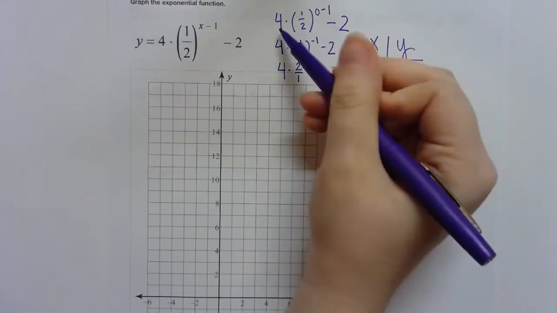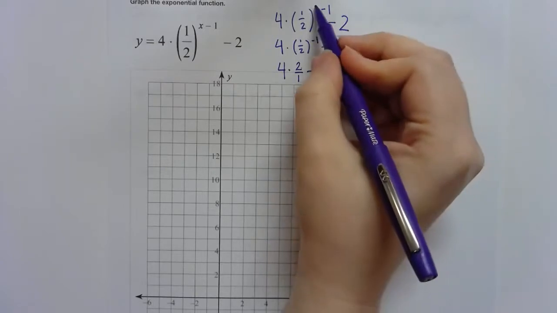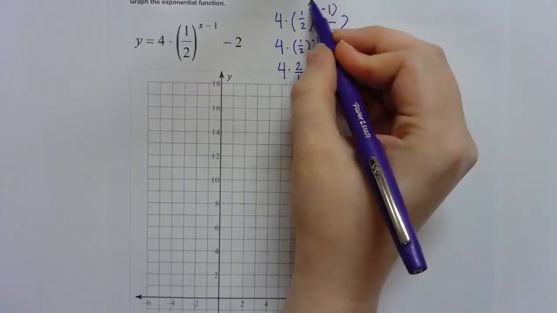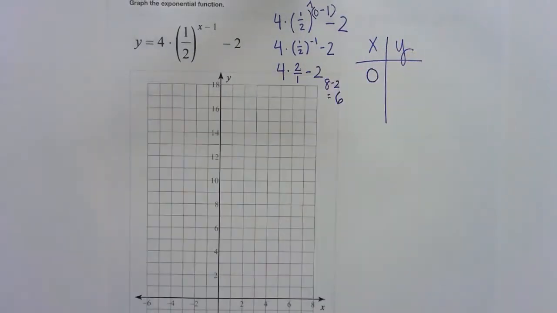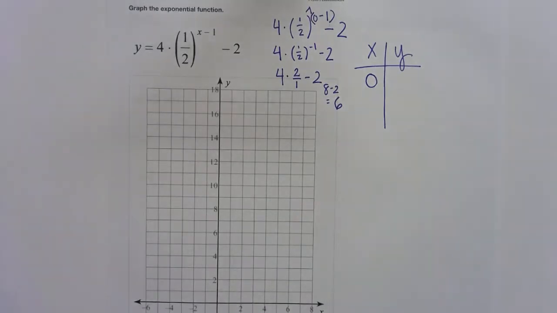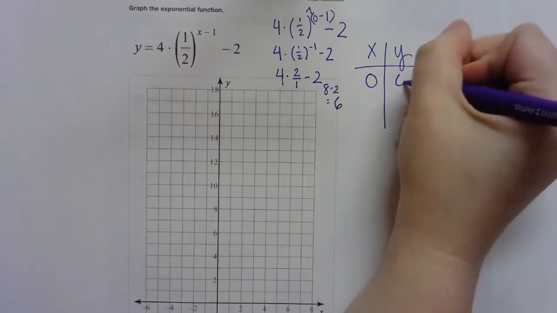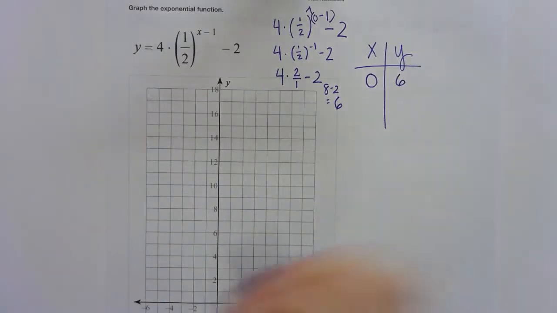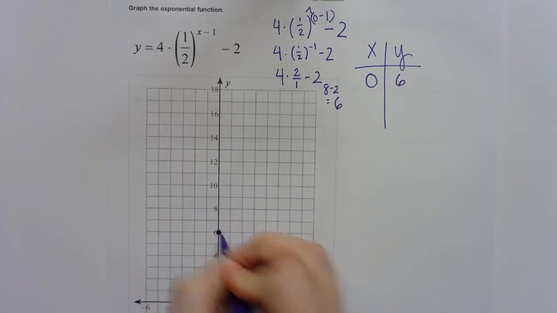Now, if you want to type this in your calculator exactly like this, that's okay. Just make sure when you do the little exponent key, you put 0 minus 1 in parentheses so that it knows that that entire expression is the exponent. So for 0, it's at 6. So 0, 6, I can go ahead and graph that one.